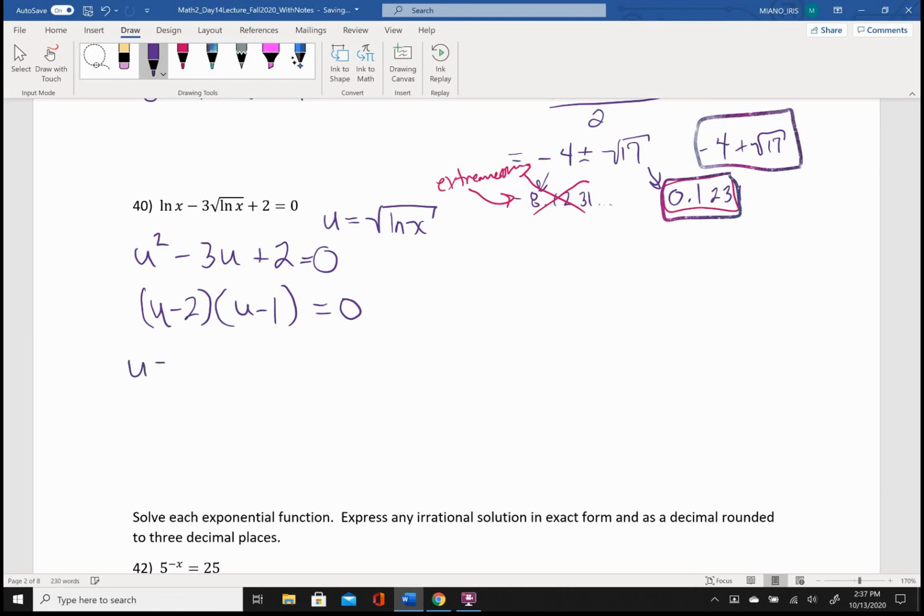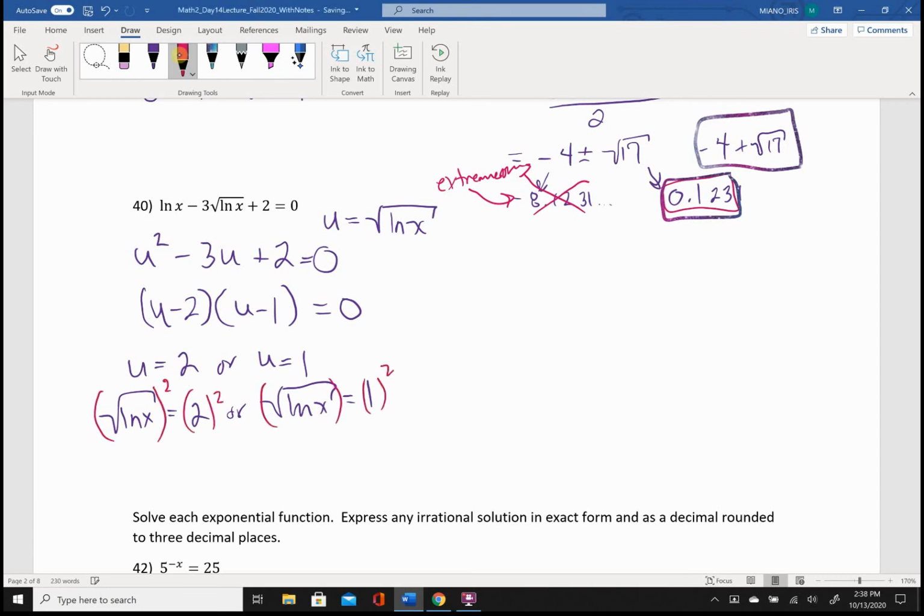So that means either u equals 2 or u equals 1. But what was u again? Well, u is the square root of the natural log of x. Either that equals 2 or the square root of the natural log of x equals 1. Okay, well, those need their own solutions. So in order to move forward with this, we're going to have to get this out of the square root by squaring both sides. And we're going to do this simultaneously to both equations. And that'll give us the natural log of x equaling 4.